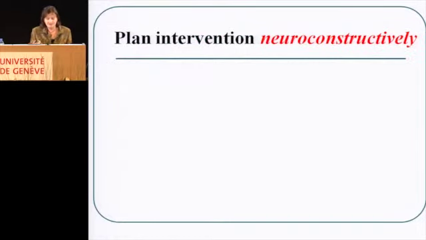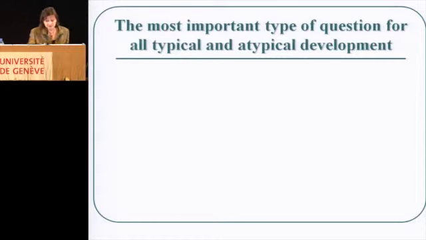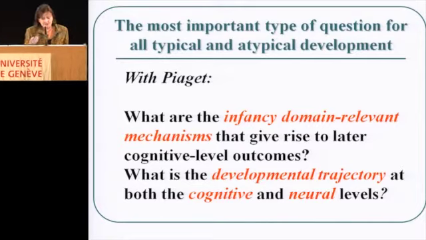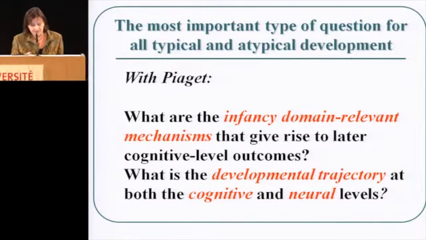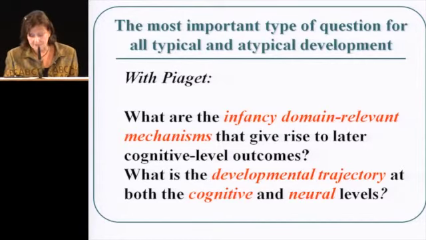So what I'm suggesting, and I'll end on this, is that when we plan intervention, we plan it neuroconstructively. We think about development over time. We think about how low-level processes impact on higher ones. And I think the most important question for all development, whether it's typical or atypical, and it's one that I know Piaget asked very, very often, and one that influenced me from those Piagetian influences throughout my career, are what are the infancy domain-relevant mechanisms that give rise to later cognitive level outcomes? What is the developmental trajectory at both the cognitive and the neural levels?